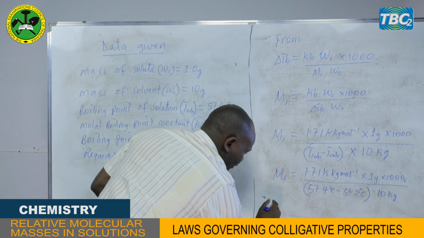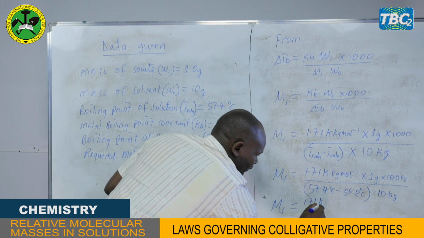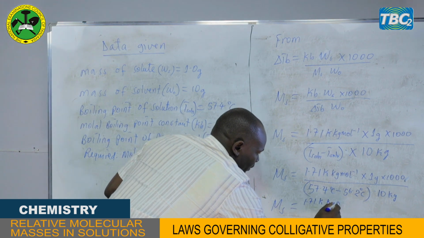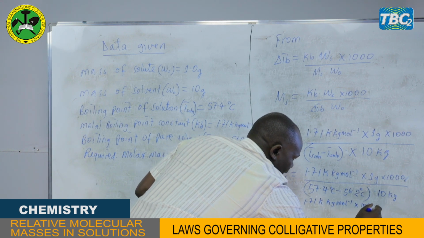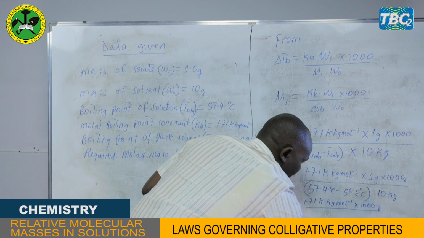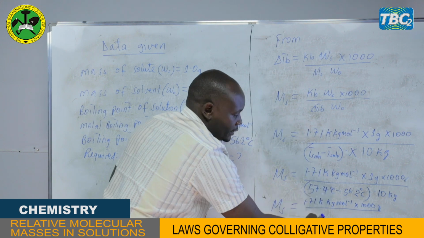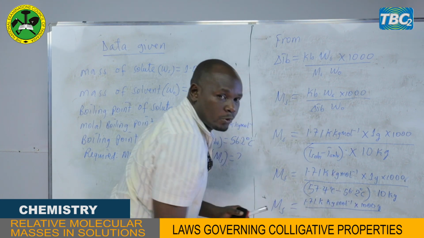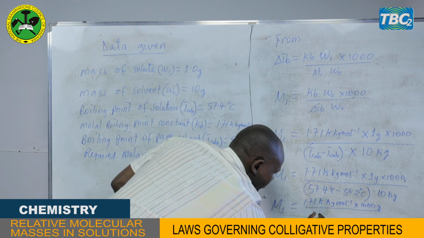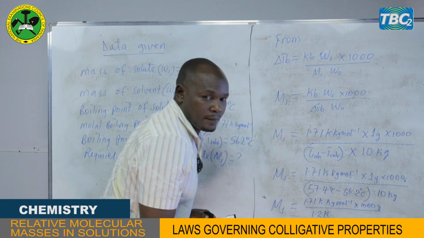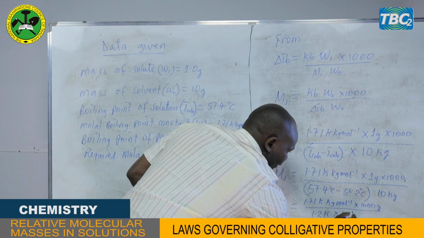So here you will now get that the mass of solute will be equal to 1.71 Kelvin kilogram per mole, times 1,000, that is gram, then divide by 57.4 degree centigrade minus 56.2 degree centigrade. The answer is 1.2. Now this will be Kelvin, then times 10 kilogram.